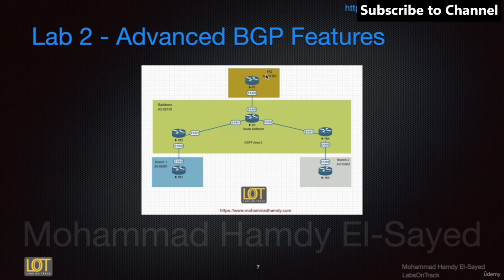The first branch, HQ, AS 65103, will have just one router, P1, and P1 will be connected to P2. And the second branch, branch 1, AS number 65001, will have the PE1 router connected to PE2, and branch number 2 in AS number 65002 will have PE3 connected to PE4.